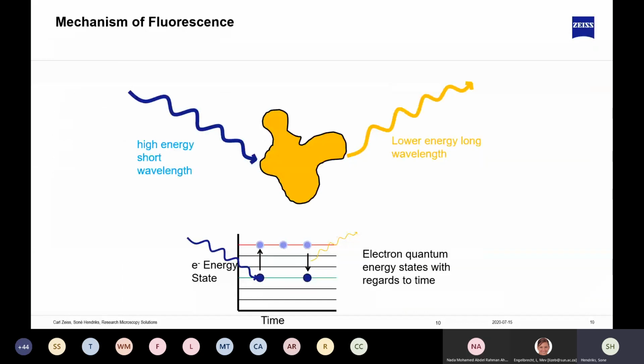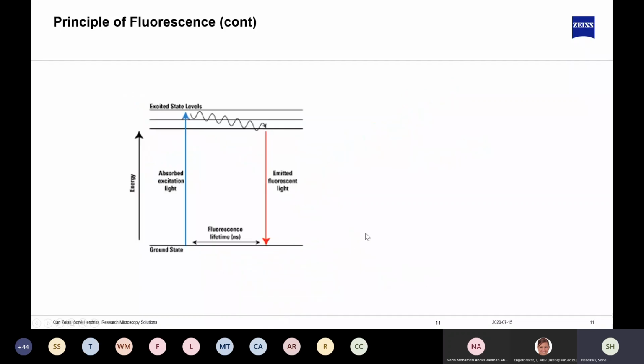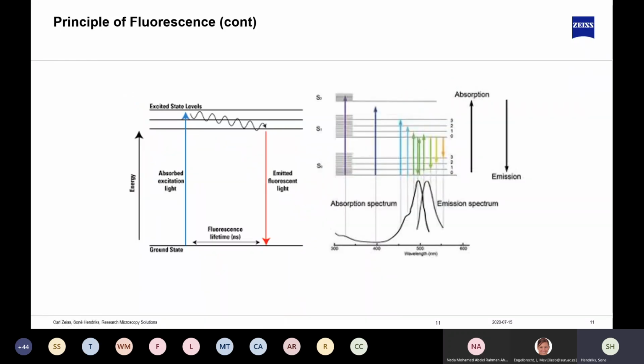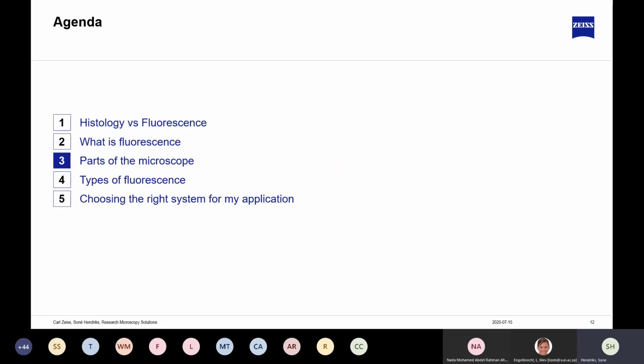So just a different way of explaining this, you need high energy, short wavelengths to cause excitation of a sample, and if there are any molecules that can absorb the energy, you should see lower energy, longer wavelength light coming from your sample again. And this is just the physics. The diagram at the bottom is just the physics behind that. So specific molecules take up energy, and as they want to go back to a lower energy state, they emit it in the form of light. It's the same diagram, just explaining it in a little bit more detail.